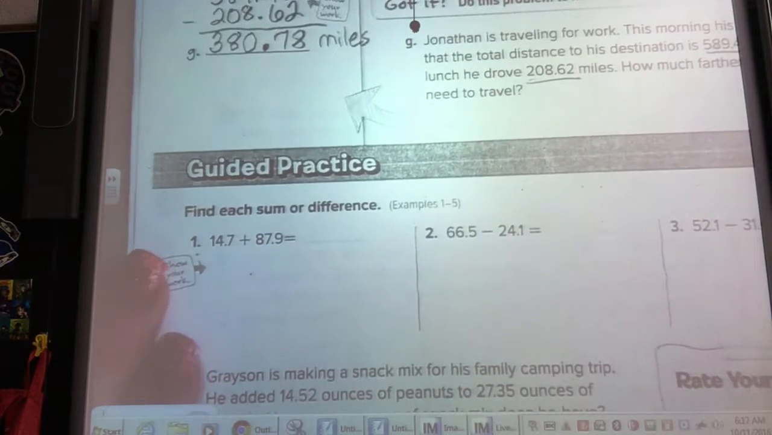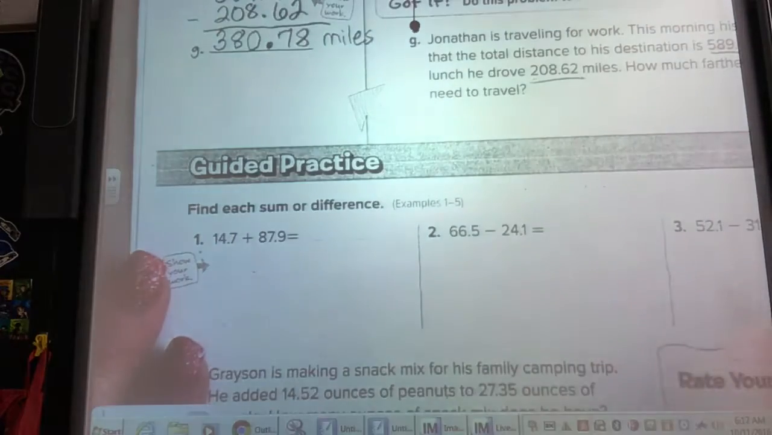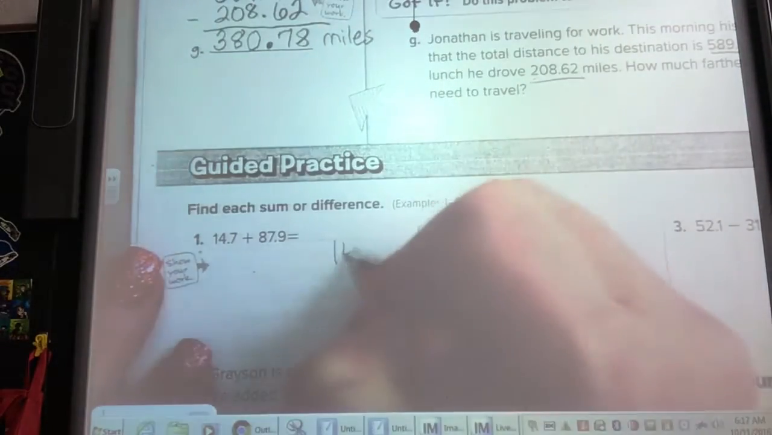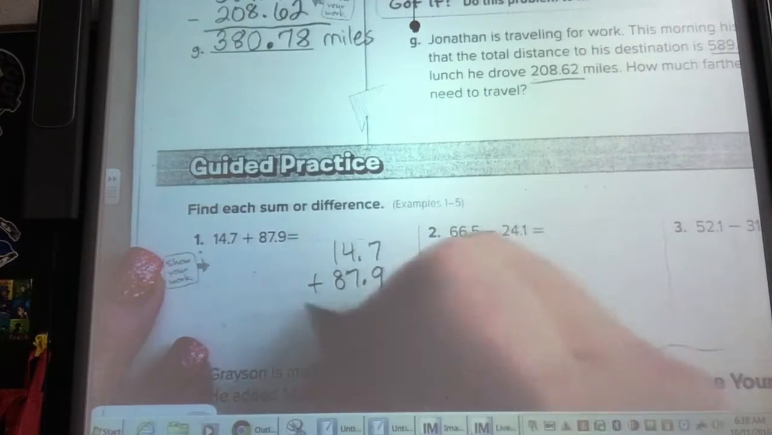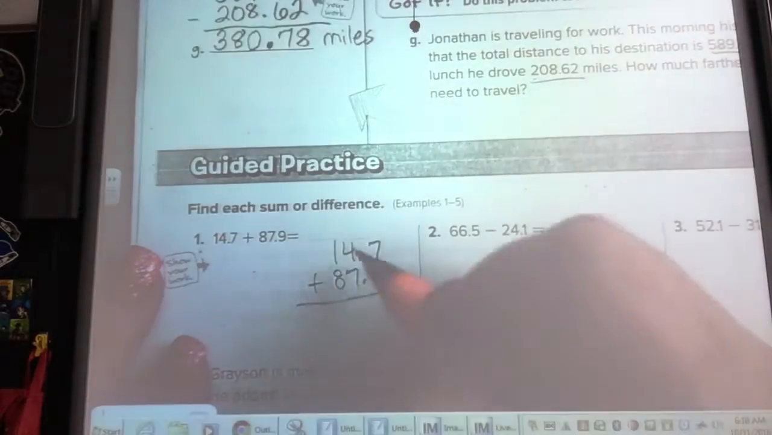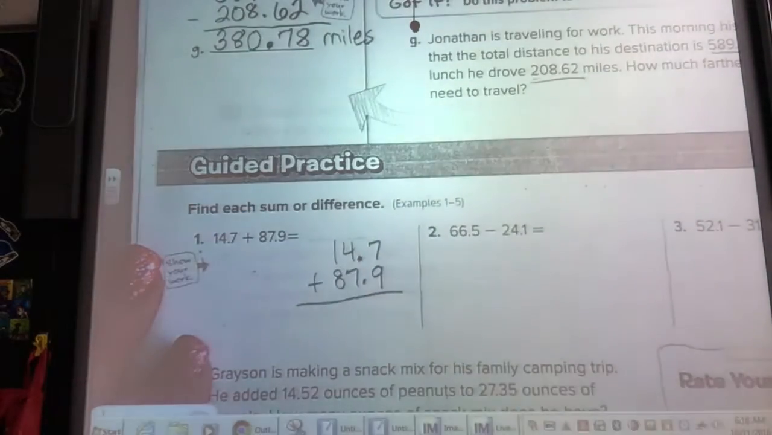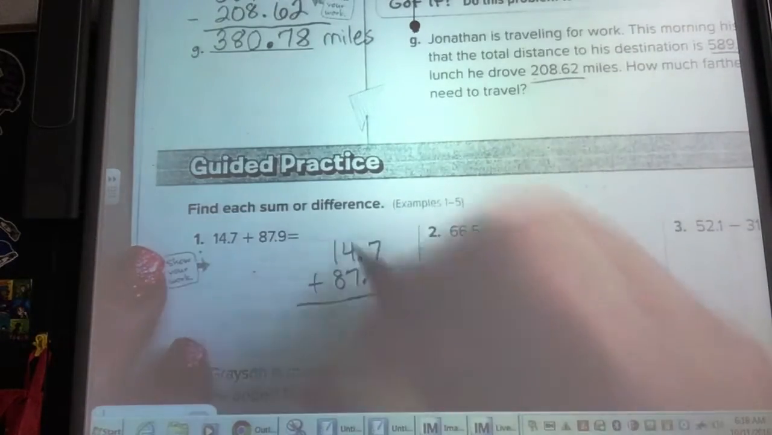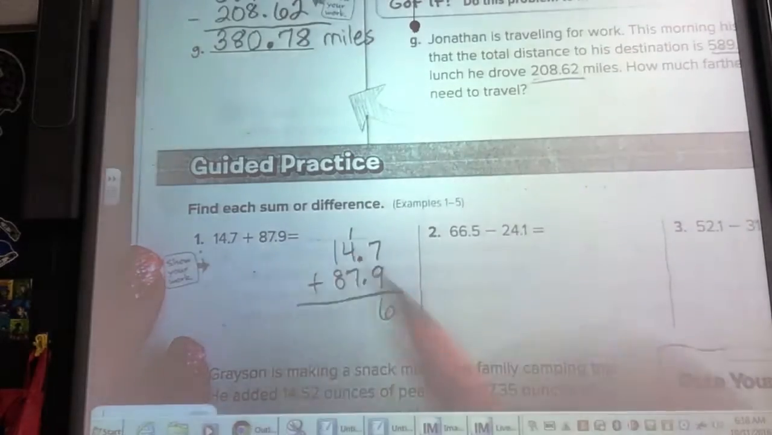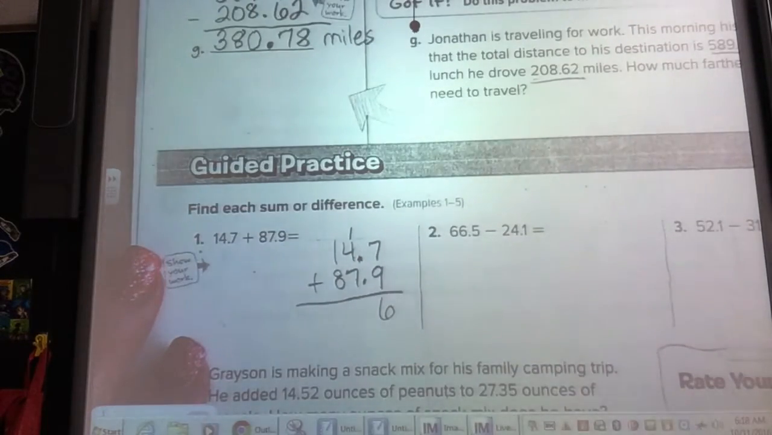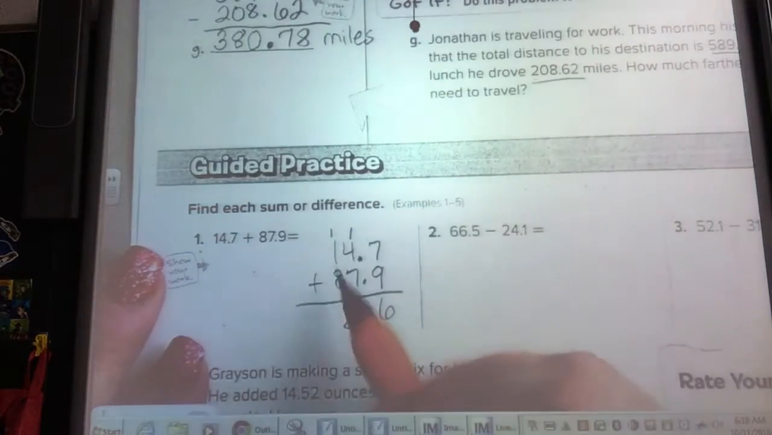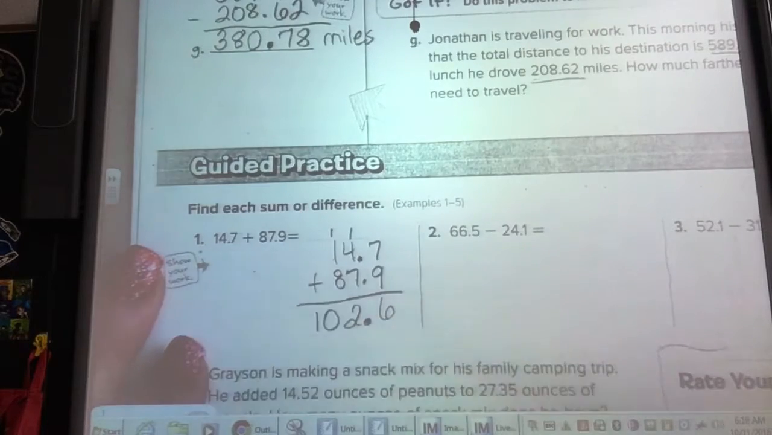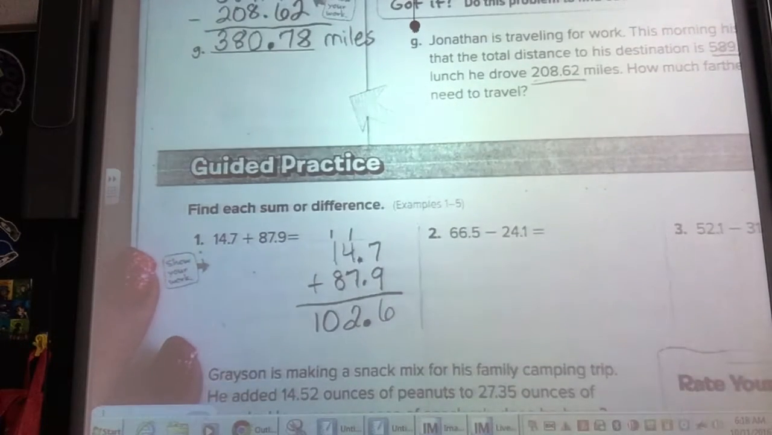Here we go. Watch your adding and subtracting. It looks like they've got them mixed here. 14.7 plus 87.9. Add them up. Make sure decimals are lined up, and they are. 9 plus 7 is 16. Carry the 1. 7 plus 4 is 11, plus 1 is 12. Don't forget, we've got to bring down that decimal. 8 plus 1 plus 1. You should have gotten 102.6.